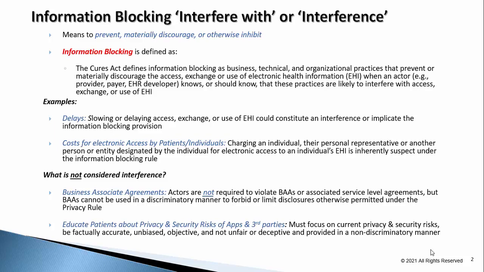Educate patients about privacy and security risks of using applications from third parties. That's something you're going to have to do, but you're going to have to focus on current risk, be factually accurate, unbiased, objective, and not unfair or deceptive. You've got to provide it in a non-discriminatory manner, meaning you can't discriminate against third-party apps that might not be from your organization if you're a provider. But that's not considered interference if you talk about applications that might be getting the information for the patient, but you've got to be very careful with how you do that.